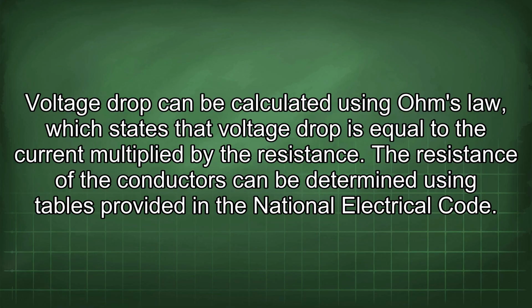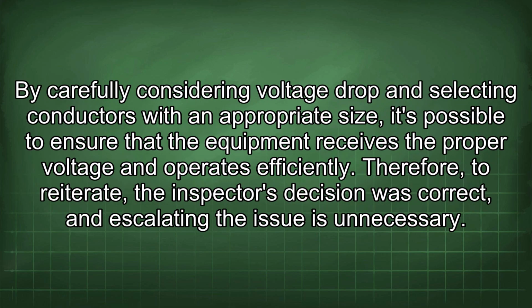The resistance of the conductors can be determined using tables provided in the National Electrical Code. By carefully considering voltage drop and selecting conductors with an appropriate size, it's possible to ensure that the equipment receives the proper voltage and operates efficiently. Therefore, to reiterate, the inspector's decision was correct, and escalating the issue is unnecessary.